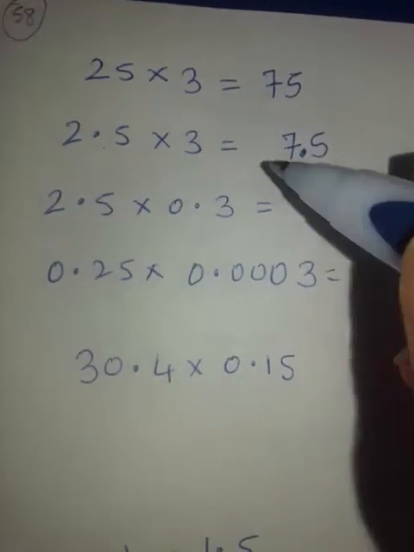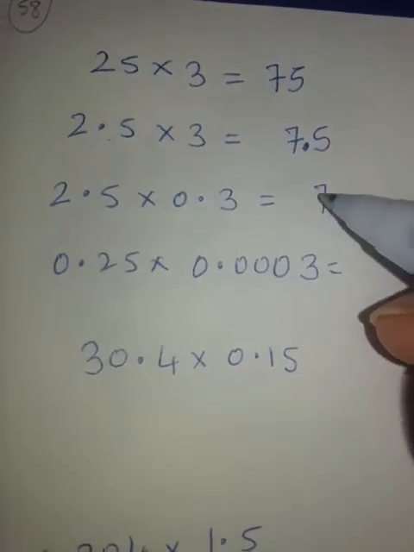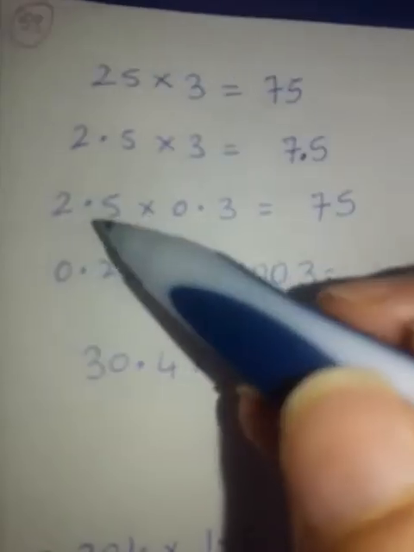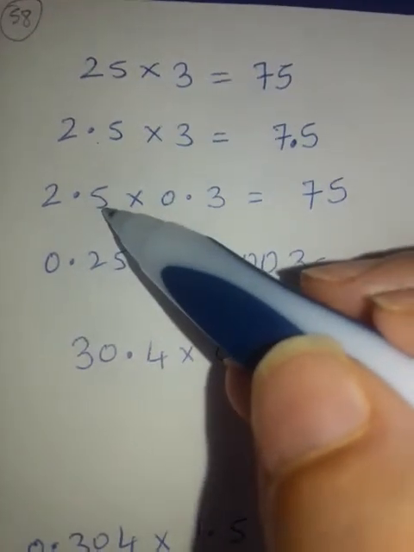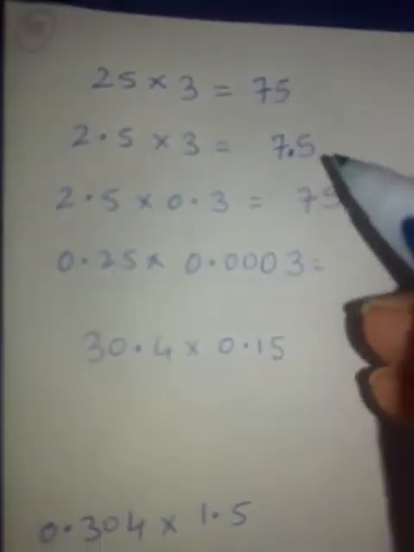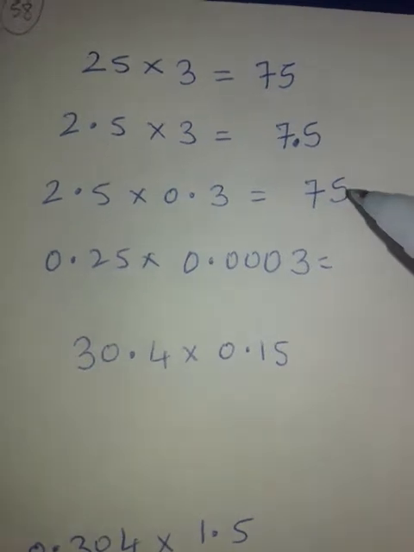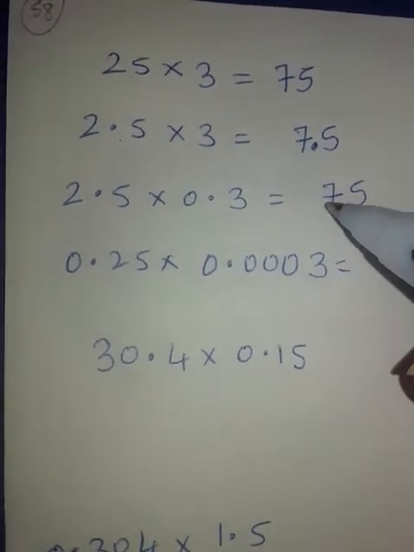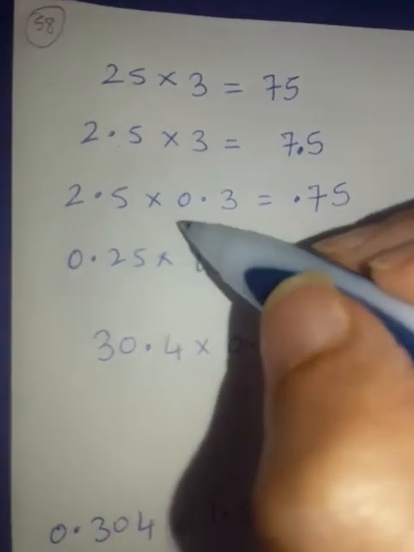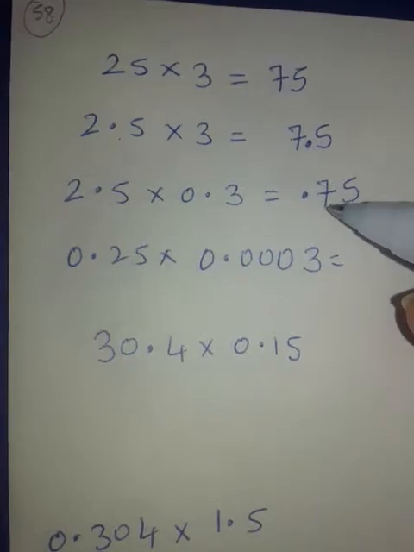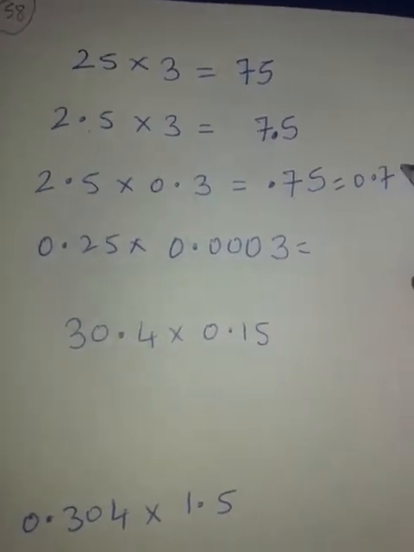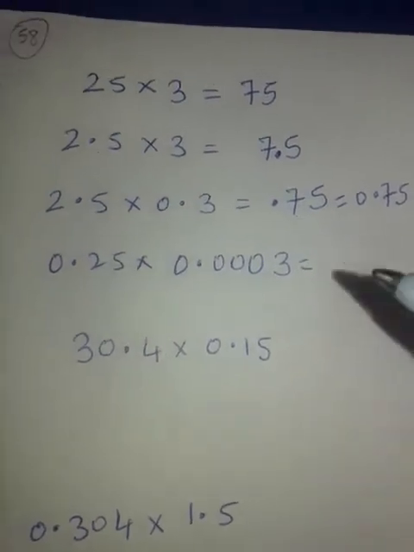Next example, 2.5 into 0.3. Again forget the decimal points. 25 threes are 75. So first write it down. 75. Now count the decimal places. After the decimal point, here 1 and here also 1. So in all there are 2 decimal places. So in your answer, start counting from right to left. 1, 2 and now give a decimal point. So 2.5 multiplied by 0.3 is 0.75, or you can also write it as 0.75. One and the same.